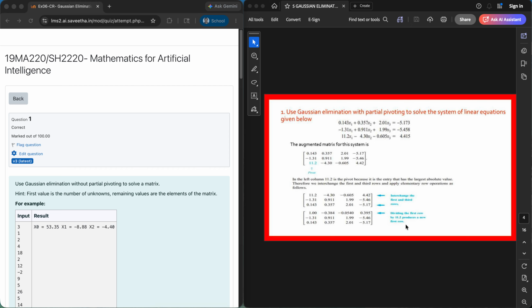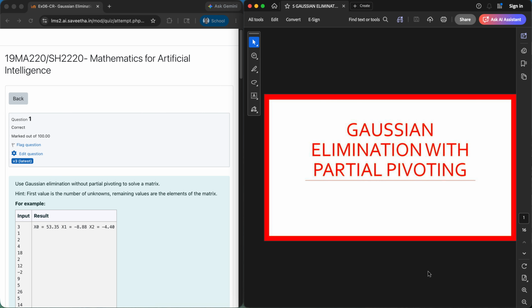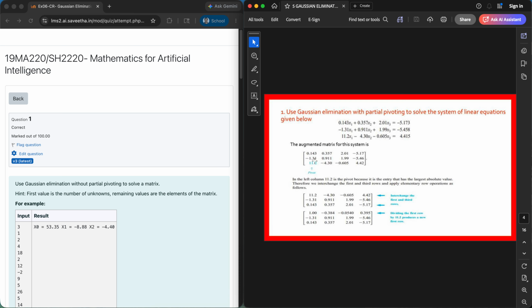So I just want you to recollect the theory topic, that is Gaussian elimination with partial pivoting, where you should identify the difference: the theory portion dealt with partial pivoting, whereas for the practical session you are dealing with it without partial pivoting. So the difference is that you need not identify the pivot like this. There was a pivot you have to identify in the theory portion, but you need not identify a pivot here.